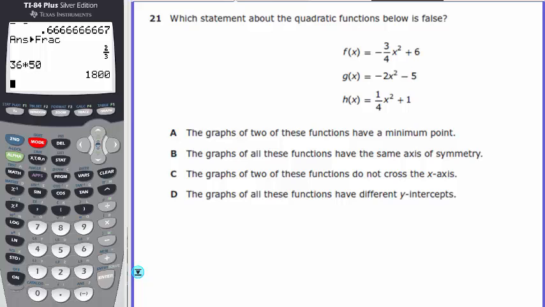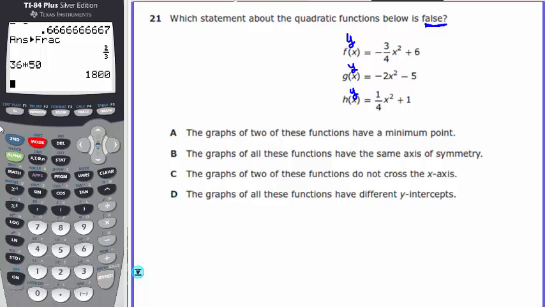Okay, we're going to do question 21 now. And question 21 says, which statement about the quadratic function below is false? So the key word here in the question is false. So we're looking for something that is not true. Okay, first thing I notice, I have f of x, g of x, and h of x. Remember that these are the same thing as writing y. So basically all these equations have y equals a formula.